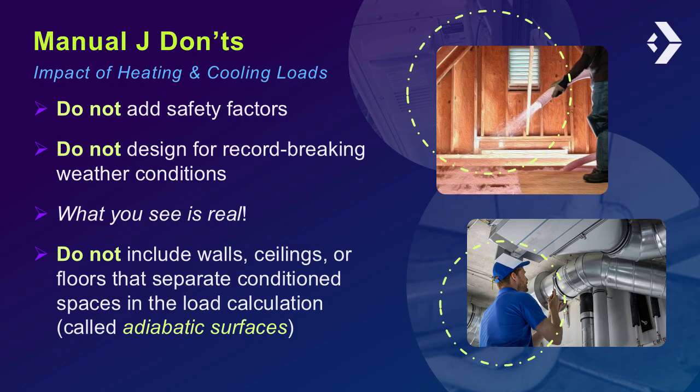A big one for Manual J software novices: don't include walls, ceilings, or floors that separate conditioned spaces. These are called adiabatic surfaces and should not factor into the results. This mistake is common when modeling a multifamily apartment. Like the walls that connect to the hallway or other units don't have any heat loss across them, and so shouldn't be part of your model.